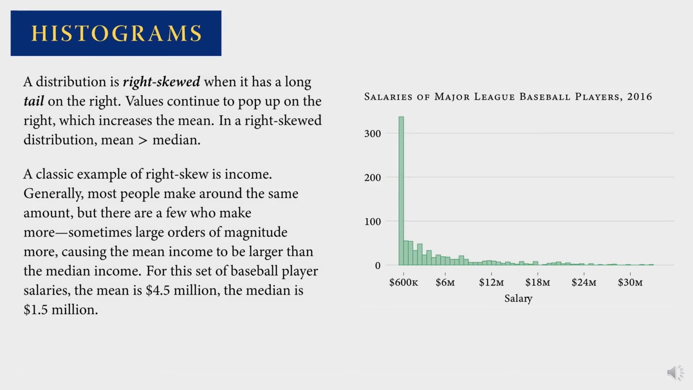Income is something that's often right skewed. Most people make about the same, but there are some high earners that skew the distribution and cause the mean to be greater than the median. For that reason, when people are looking for a typical household income, they often use the median as the measure rather than the mean. And this is some data I found on baseball players' salaries. Most players make less than $2 million, but the mean is $4.5 million.